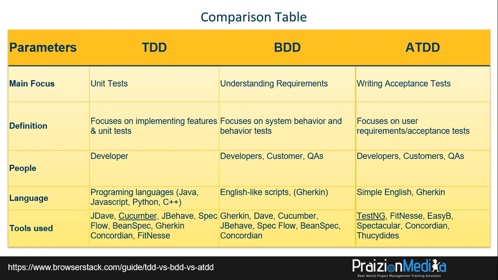The people involved, TDD, primarily the developer. BDD, developers, customers, QAs. ATDD, developers, customers, QAs. The language, TDD, any language used to program, Java, JavaScript, Python, C++. BDD, very specific to English-like scripts using that Gherkin format. Given, when, then. All right. And English and Gherkin for ATDD. The tools in particular that I used are for TDD, a bunch of tools you can see on the screen, JDave, JBehave, SpecFlow, all that. You can see very similar ones I use for BDD, ATDD, TestNG, and a few others.